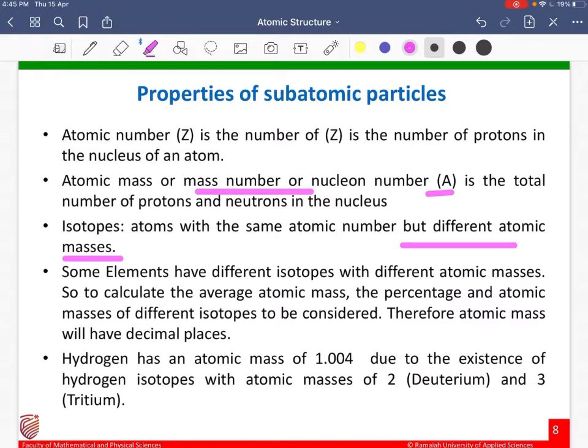So to calculate the average atomic mass, the percentage and atomic masses of the different isotopes have to be considered. Therefore, atomic mass will have decimal places. Hydrogen has an atomic mass of 1.004 due to the existence of hydrogen isotopes with atomic masses of 2 and 3.